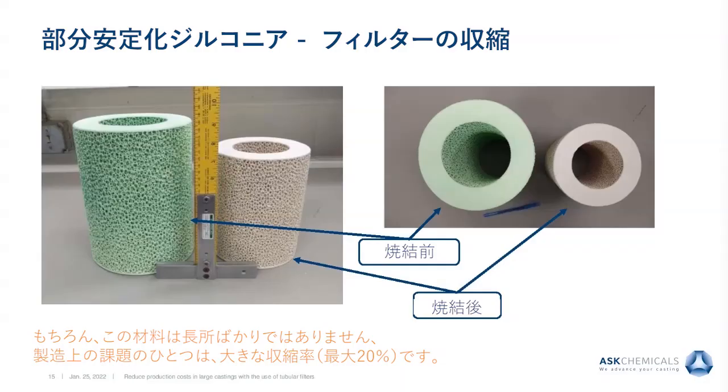Of course, you will never have light without shadow when you're making any products. And one of the challenges in processing this material is its huge shrinkage. You see it here exactly on these pictures on the left-hand side. The green one is the size before firing, and the white one is after firing. We have to struggle with shrinkage rates up to 20% in this process.